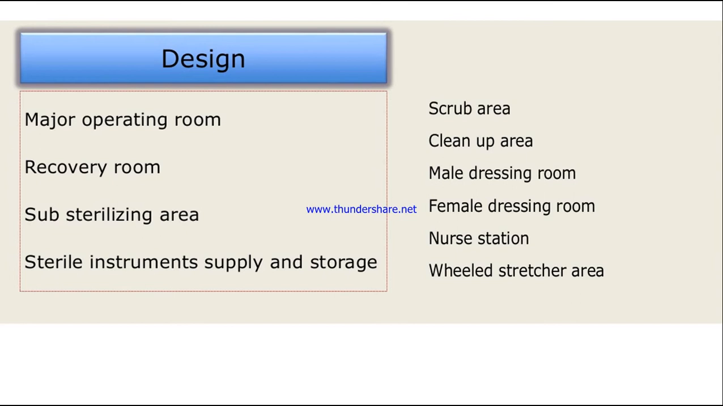There should be a scrub area, where they perform hand hygiene and prepare all the sterile gowns. Then a cleanup area, a male dressing room, a female dressing room, a nursing station and a wheel stretcher area. Okay, so there should be a specific room also where stretchers are kept, so that it will be easy to transfer the patient outside to the wards and from the wards to the OT also.